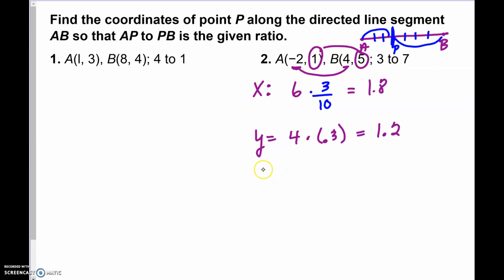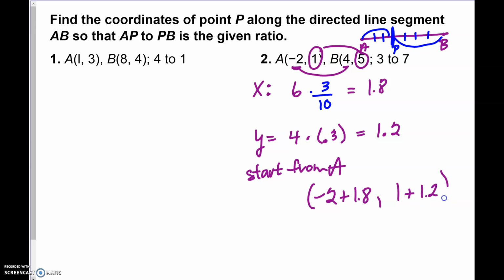So now I have to go back to A. So start from A, because that's where I did my ratio from. I did 3/10, so I started from A here. So my A is at -2 and 1, and I have to add to it plus the x value 1.8, and I have to add to the y value 1.2. So -2 plus 1.8 is going to give me -0.2, and 1 plus 1.2 is going to give me 2.2. So this is where P is going to be.